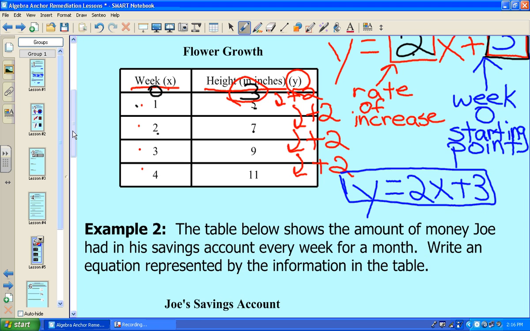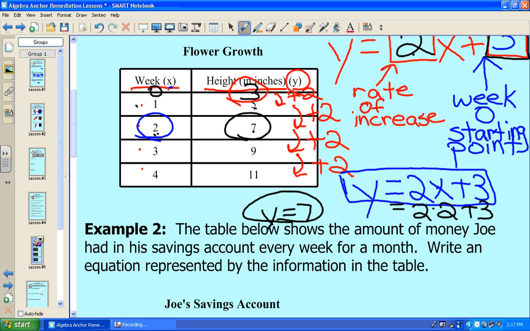What this allows someone to do is, rather than making a chart, you can just pick any week you want. Week is represented by x. Let's say we want to know how tall the plant is after 2 weeks. You could substitute 2 in the place of this x and write 2 times 2 plus 3. 2 times 2 is 4, and 4 plus 3 is 7. So y is 7. That tells me that at week 2, the plant was 7 inches high. So this is a general formula that I can use to find out how tall the plant is after any number of weeks. You won't normally have to do that for every problem. I'm just explaining it so that you understand what that equation does.